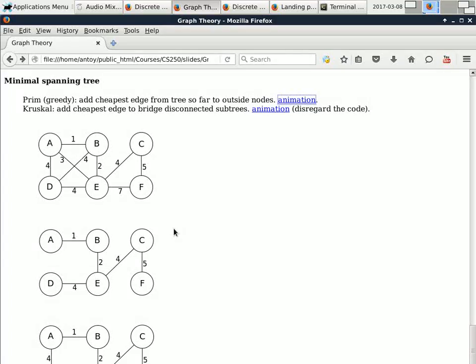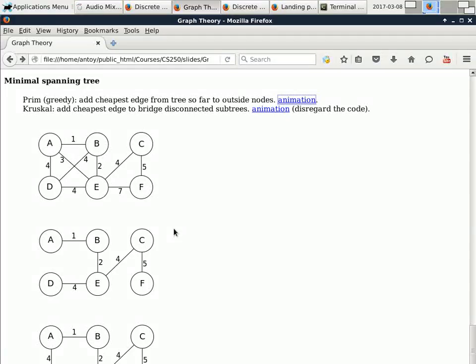Yes? The top one is your graph, correct? Yes. D is connected to A, B, and E, right? Oh, yes, sorry, I didn't see. You are right. You could have just as efficiently gone D to A, D to B. Right. I could have picked any one of those. Sorry, I didn't understand what you were saying. Yes, that is the graph.